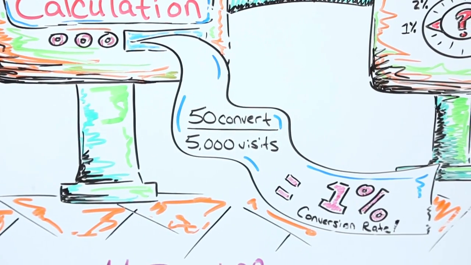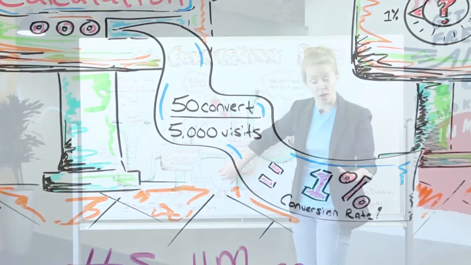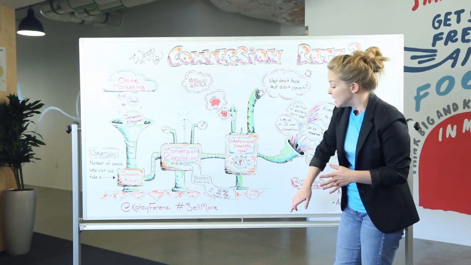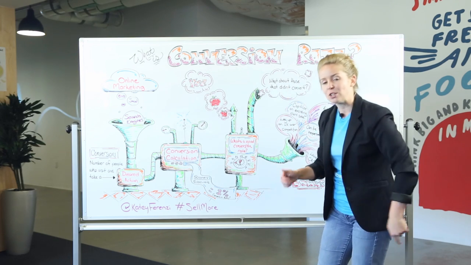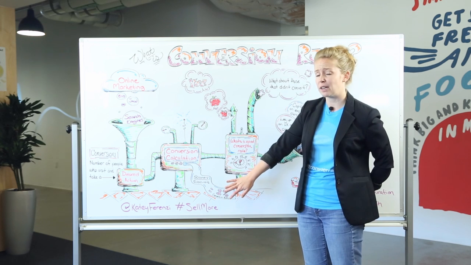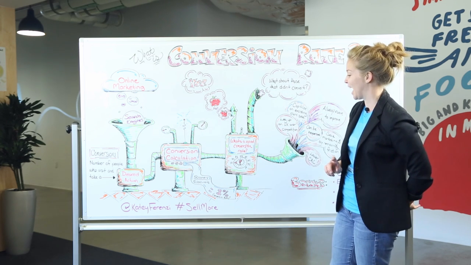I plugged in some simple numbers, 50 conversions, 50 people took my desired action or my goal or actually bought something, and I had 5,000 visitors for whatever time period that was. 1% conversion rate, pretty good, pretty simple. There are some nuances to this number which I'll go into in just a second, but it's a fairly simple way to get your conversion number, which you can get inside your control panel, Google Analytics, all those great places. Again, details in the blog post, take a look at that.